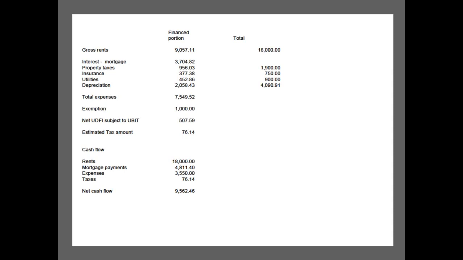Of course, you get to take all of the interest because all of the interest is deductible because it is only the debt. And then you'll take the percentage times the taxes, insurance, utilities, and the depreciation, and those are your expenses for the UDFI. You take that off of your gross rent. You always get a $1,000 exemption every year, so you can get $1,000 of UDFI and pay no tax on that. And so you can see in this example, your UDFI that is subject to tax is only $507. Not such a bad deal.